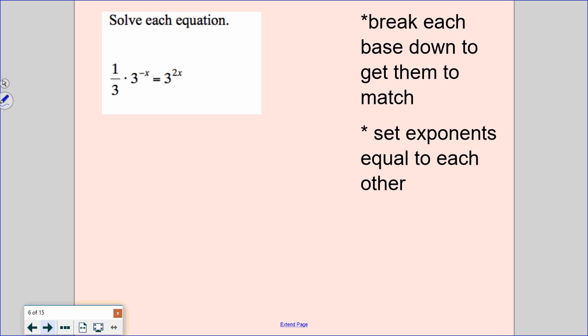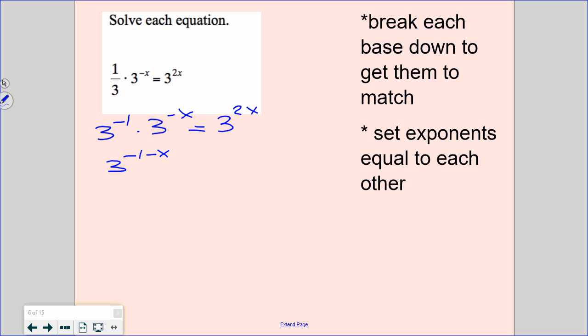Alright, this time, what does a fraction mean? It's like a negative exponent. So how can I write 1/3 as a power of 3? 3 to the negative 1. So 3 to the negative 1 times 3 to the negative x equals 3 to the 2x. What do I do when I'm multiplying? Add the exponents, so it's negative 1 plus negative x. That's just negative 1 minus x.